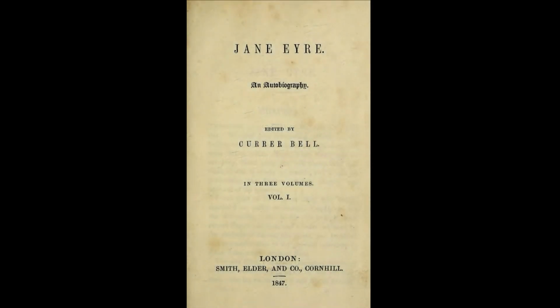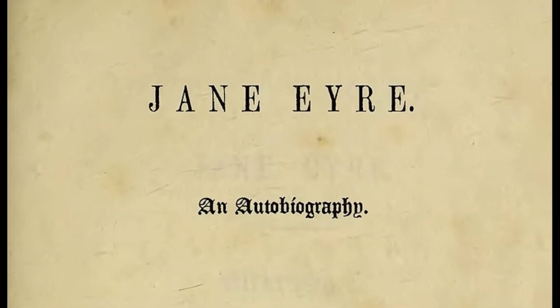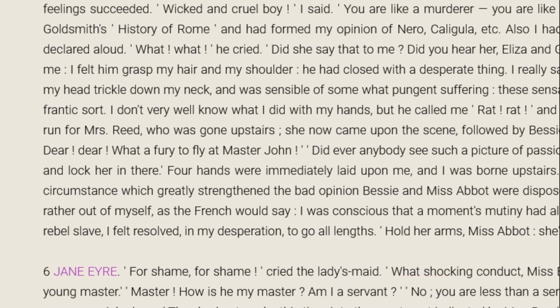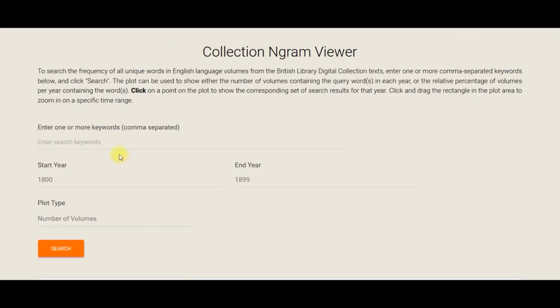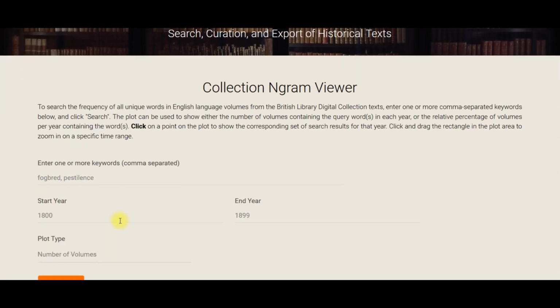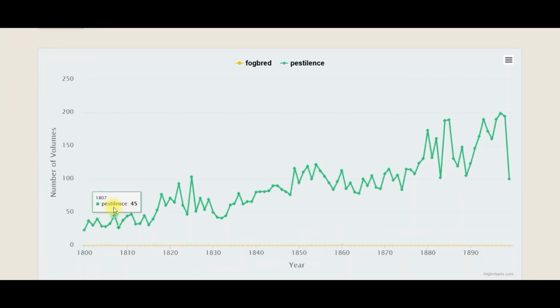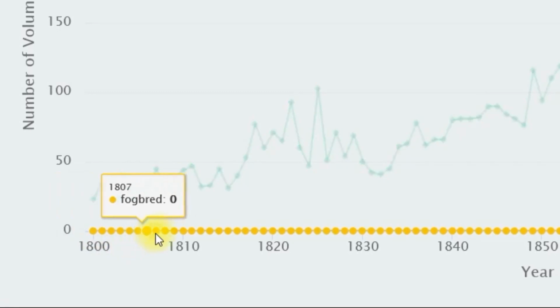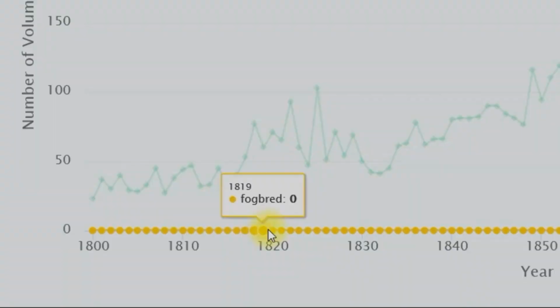Here is an example from a very well-known text, Jane Eyre. It doesn't use the word miasma explicitly. You can look for the terms fog bread and pestilence in the corpus, though, using the n-gram function. You can see in this visualization the peaks and troughs of references to pestilence in the corpus, but also the rarity of Bronte's specific use of fog bread.